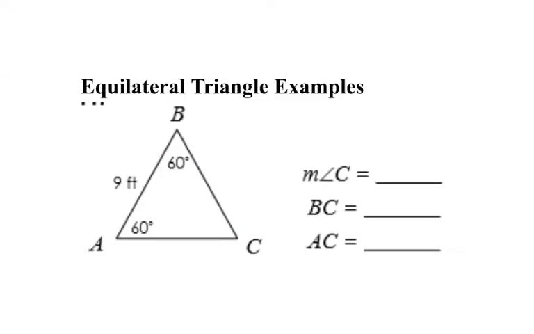Alright, so let's do some problems using that. So if I know that this angle is 60, this angle is 60, remember a triangle has to equal 180. This angle here also has to be 60, because that's the only way to get it to equal 180. So if I know all the angles are equal, I also know all the sides are equal. So that means BC is 9 feet, and AC is also 9 feet. If the angles are equal, the sides are equal.